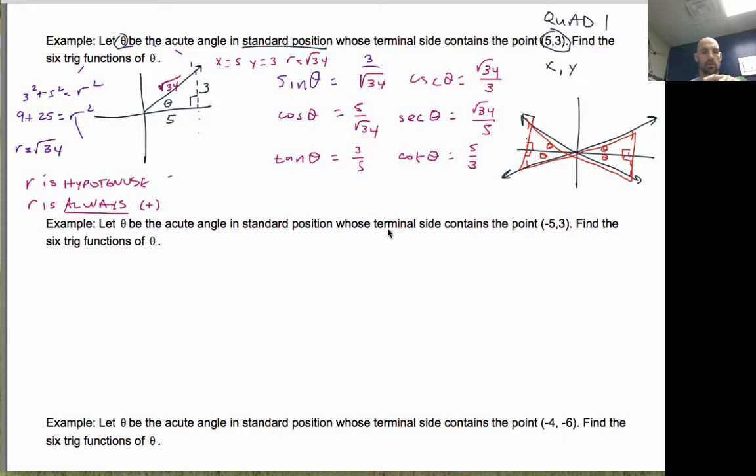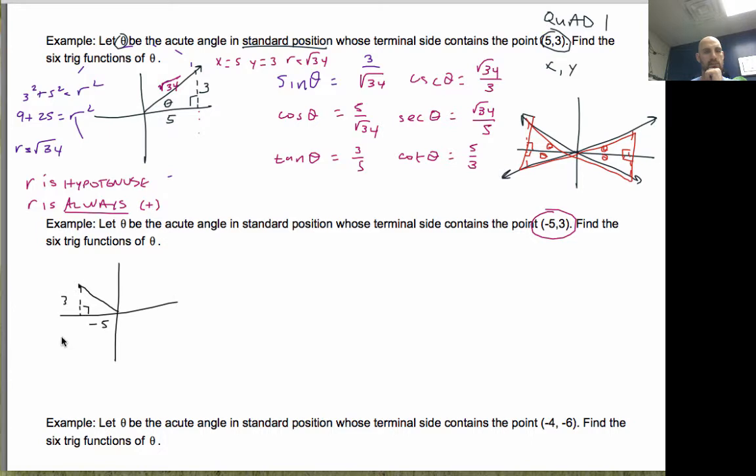I'd like for you to try this one. Okay, try this next one. Notice what's different about it. So in this case, with my bow tie angles, if I've got -5, 3, I go -5 and up 3. So this is my angle. Draw my triangle to my x-axis.